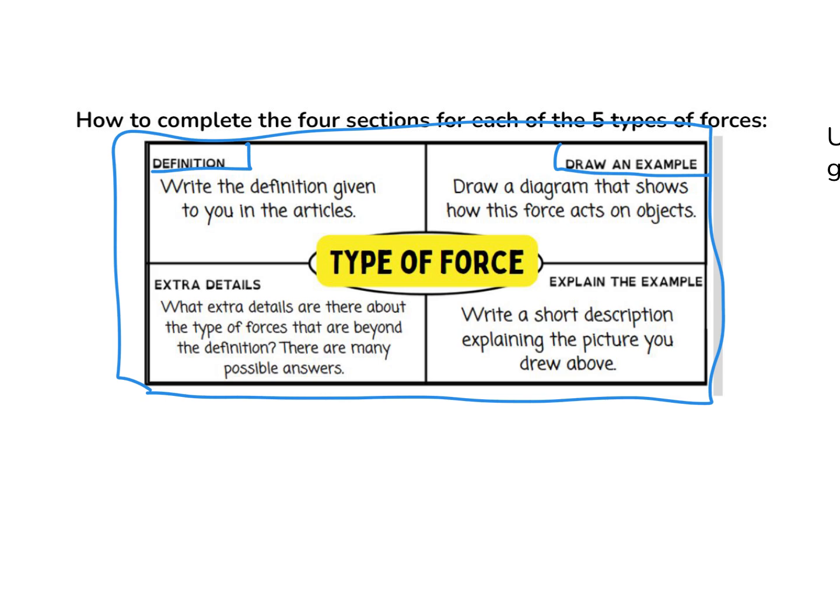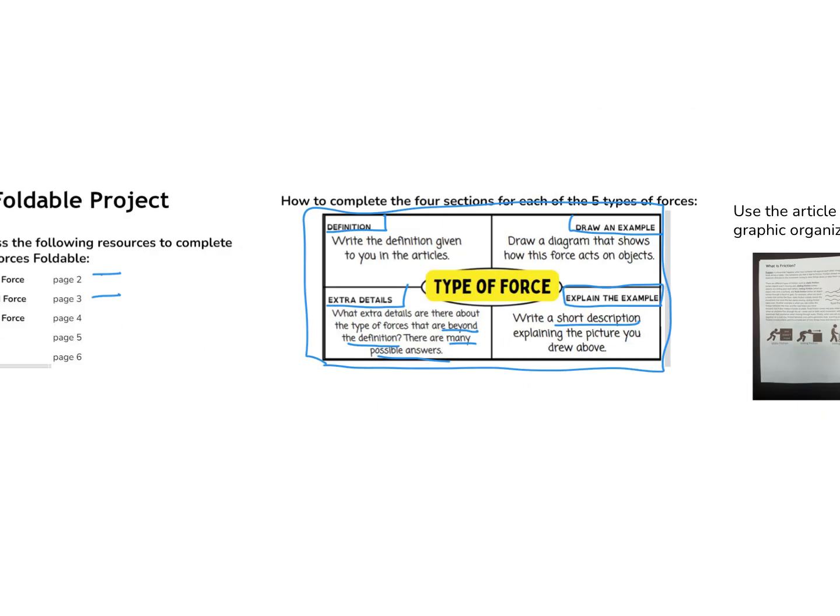And then down here, once you've drawn your example, we want you to explain your example. Just write a short description, okay, explaining the picture that you drew above. How does that show that kind of force? How does your picture show that? And then last, we want you to come up with one extra detail. Okay, there's not a lot of space, so this is probably a very short sentence, where you tell me something that is beyond the definition that you read in the article. And there are many possible answers, okay? There's not just one thing I'm looking for. It could be lots of things.